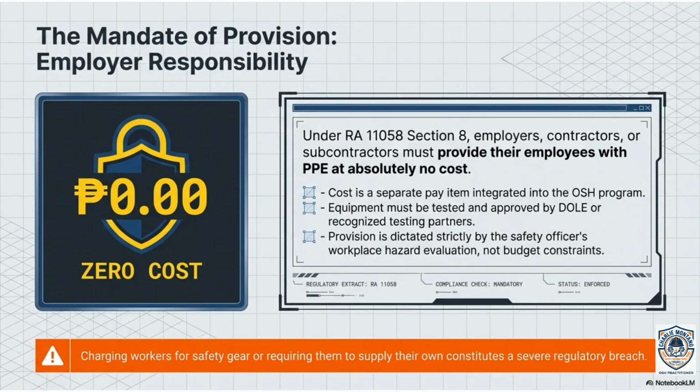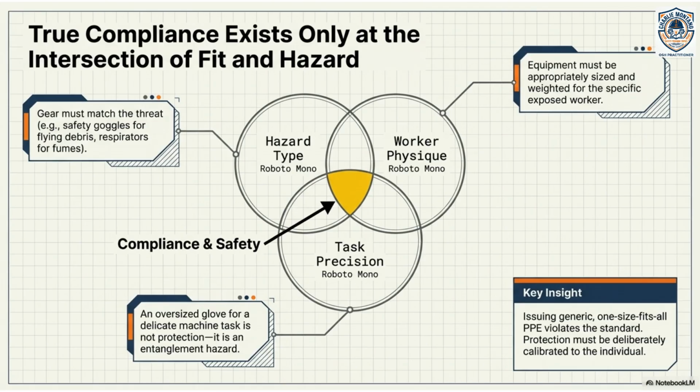The employer has the responsibility to provide PPE to employees and subcontractors at absolutely no cost. Charging workers for safety gear is a severe regulatory breach. Equipment must be tested and approved, with provision dictated by hazard evaluation, not budget. True compliance exists only at the intersection of hazard type, worker physique, and task precision. Generic, one-size-fits-all PPE violates the standard. Protection must be deliberately calibrated to the individual.